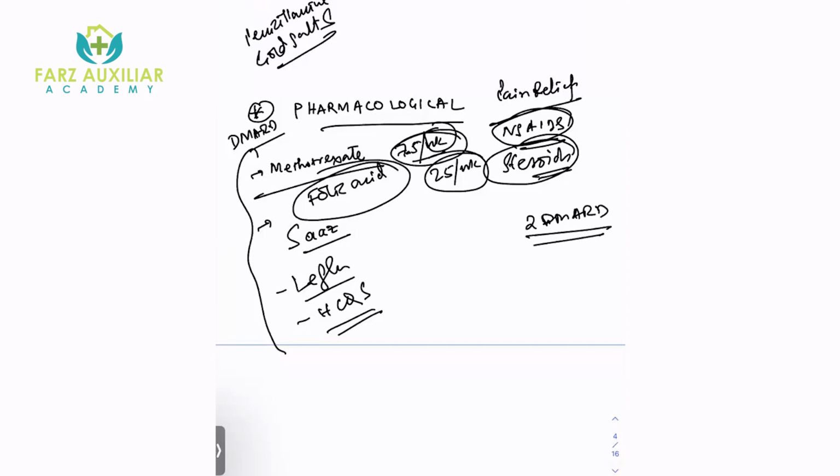Now, what are the points that you have to check before starting a DMARD? Definitely, each and every DMARD does have its side effects. So a little bit about the side effects of each one. You can also write simultaneously. You have to be very quick. Methotrexate can cause bone marrow suppression. All 3 lineages may go down, or individual lineages may go down in the blood.